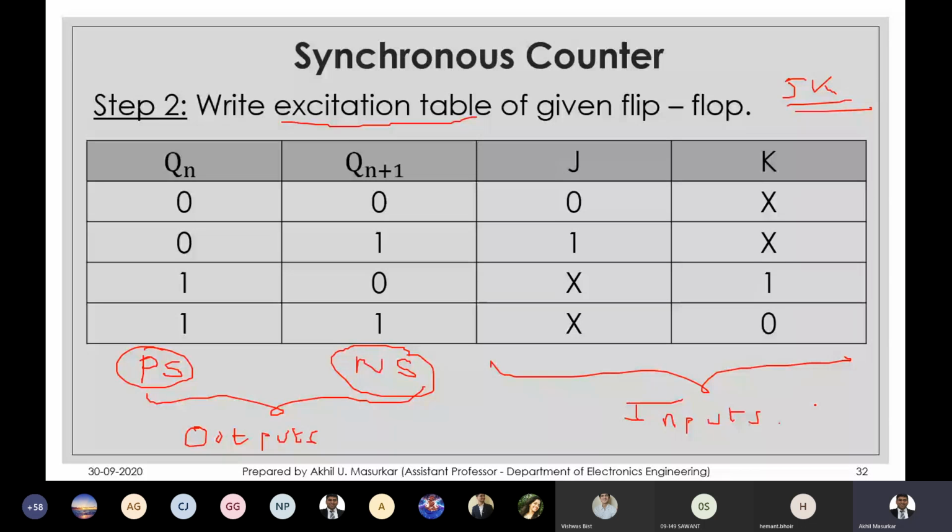Okay, so just write roughly Qn plus 1. I think just 4 columns should not take much time to write. Now let us go to step number 3. So step number 3 was making the truth table.